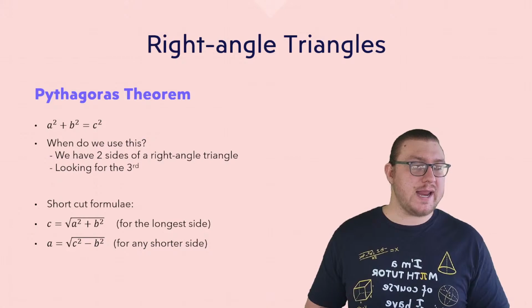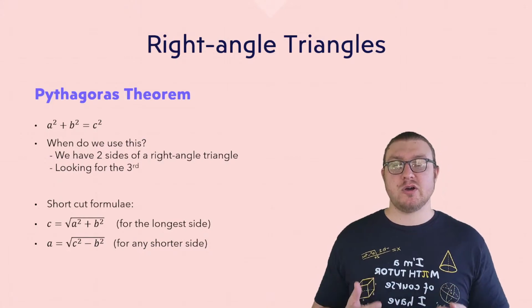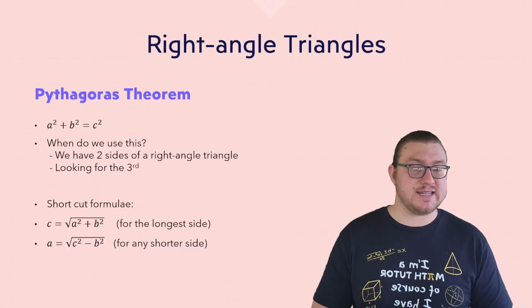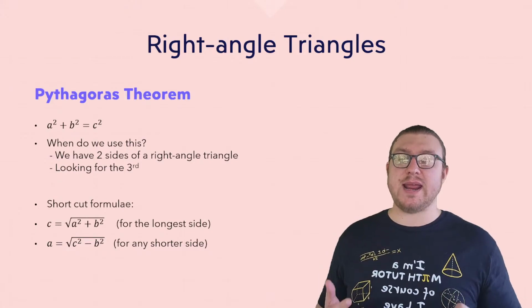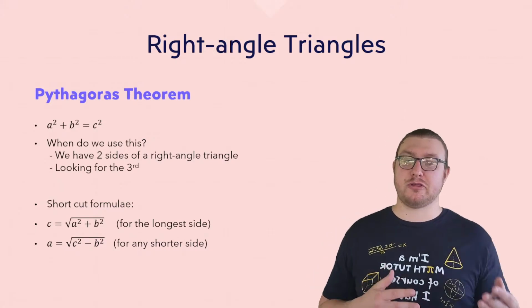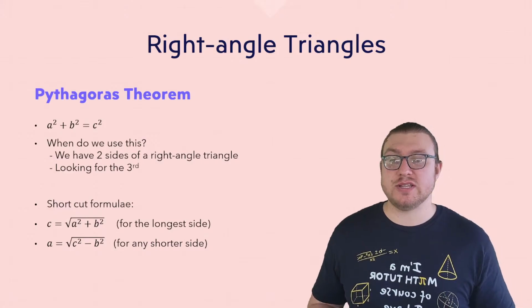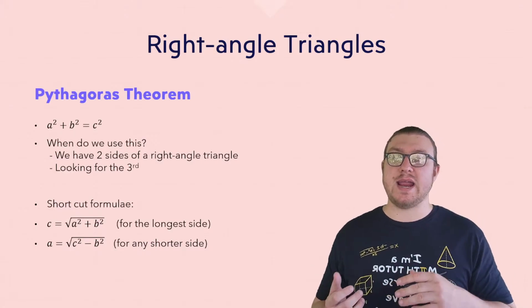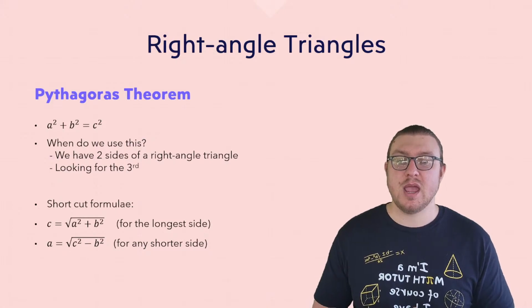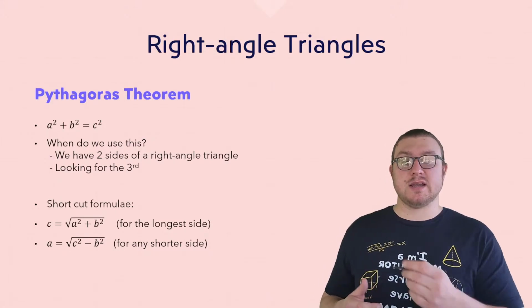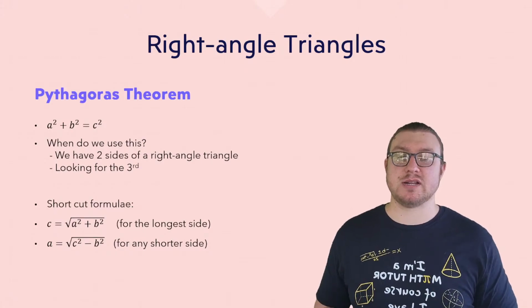So for right angle triangles, what you need to know is Pythagoras theorem. You need to know that a squared plus b squared is c squared. So when do we use this? Well, if we have a right angle triangle and we're looking for the third side, what you can do is substitute in your values for a and b and solve an equation similar to how we've done this before. You could also memorize the shortcuts that I'm giving you here to find a different side just in one step.